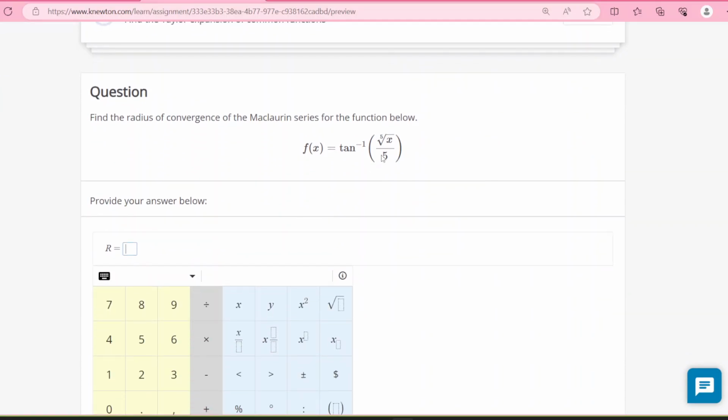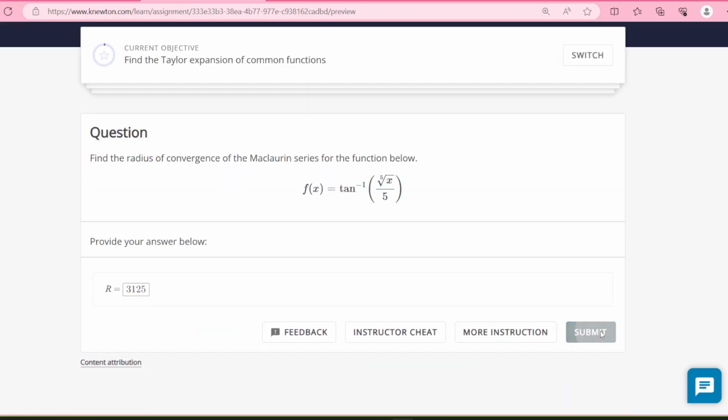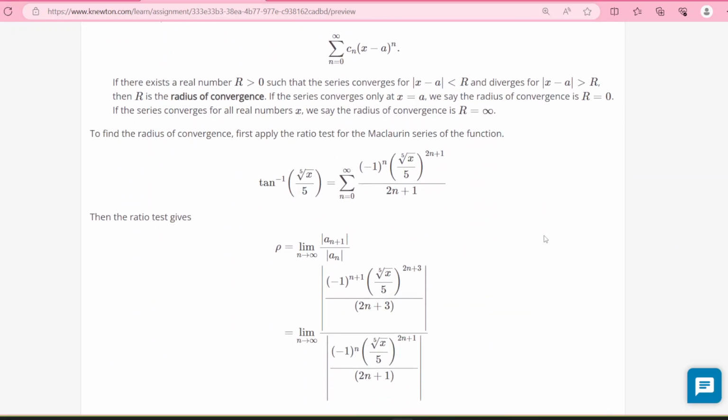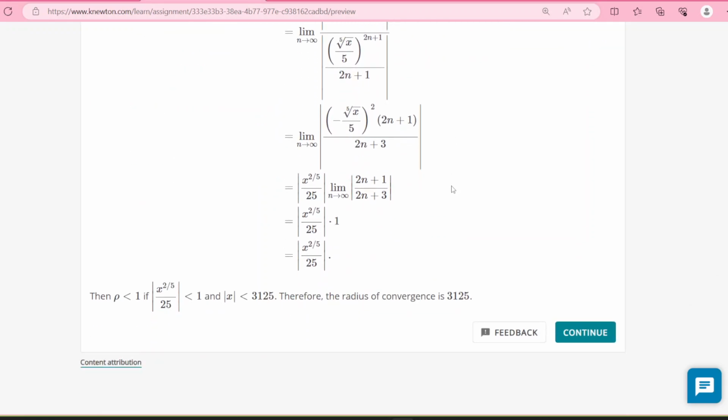So yeah, this would converge over the interval negative 3,125 to positive 3,125. So again, with the center being 0, this radius of convergence is 3,125. I've not actually run the ratio test on it. I just used what we knew the Maclaurin series for inverse tangent was. They performed the whole ratio test thing here. But either way, we get the same result.